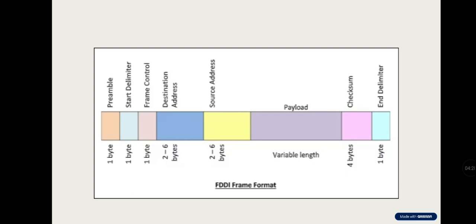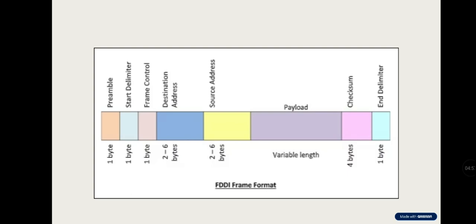First is the preamble, which is 1 byte. It is used for synchronization. Second is the start delimiter, which is 1 byte and marks the beginning of the frame. Third is frame control, which is 1 byte and specifies whether this is a data frame or a control frame. Fourth, destination address, which is 2 to 6 bytes and specifies the address of the destination station.